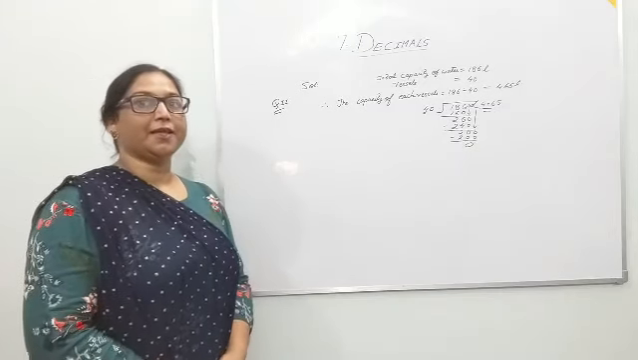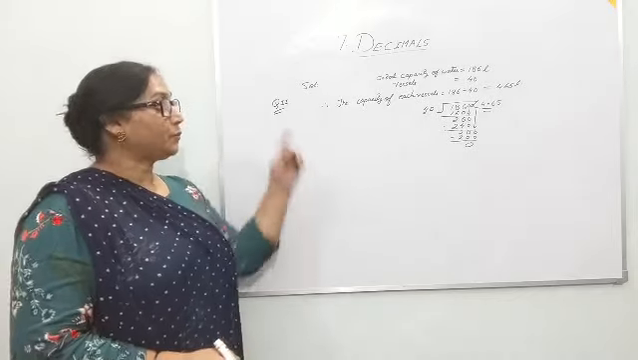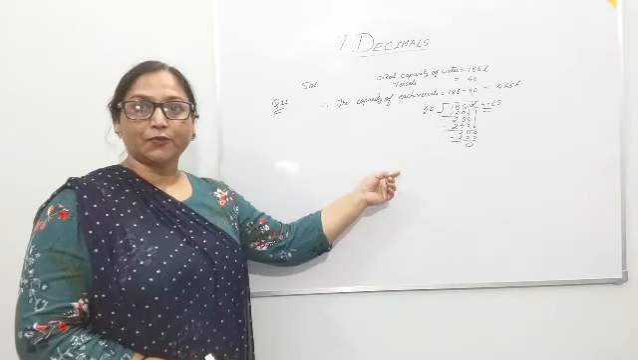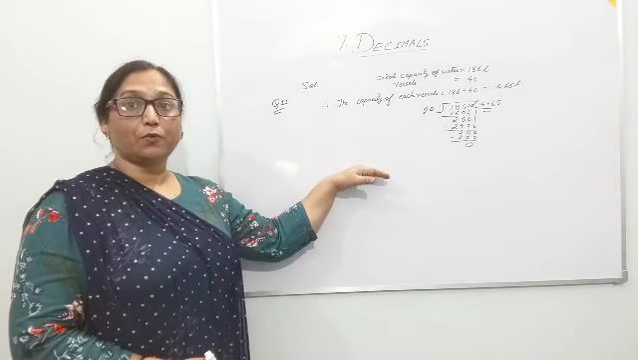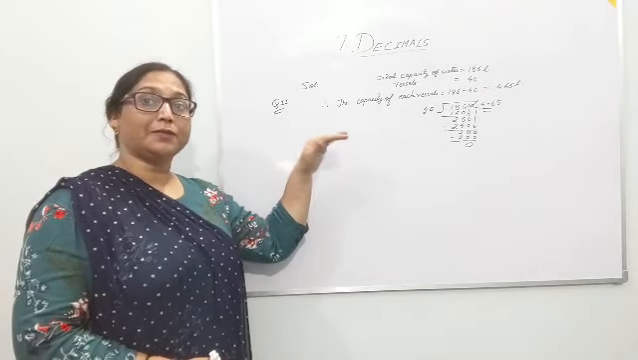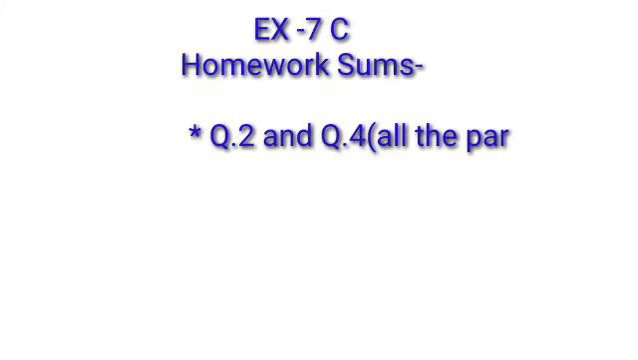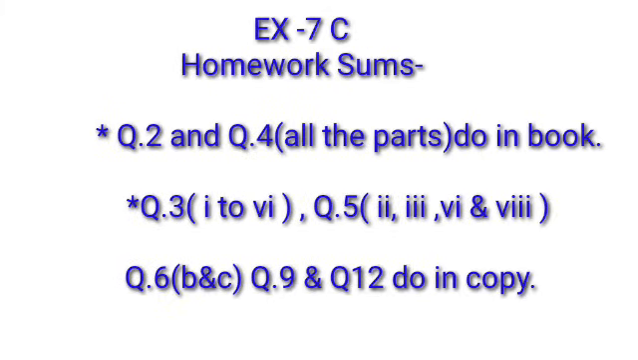Children, before I end, a reminder: what is being given on the whiteboard is your classwork. Keep noting in your classwork copy, and at the end of the lecture you will get the homework questions. Do those sums in the same copy. Children, note down the homework sums of exercise 7C, questions 2 and 4, all the parts in the book, and next all questions do in the copy.